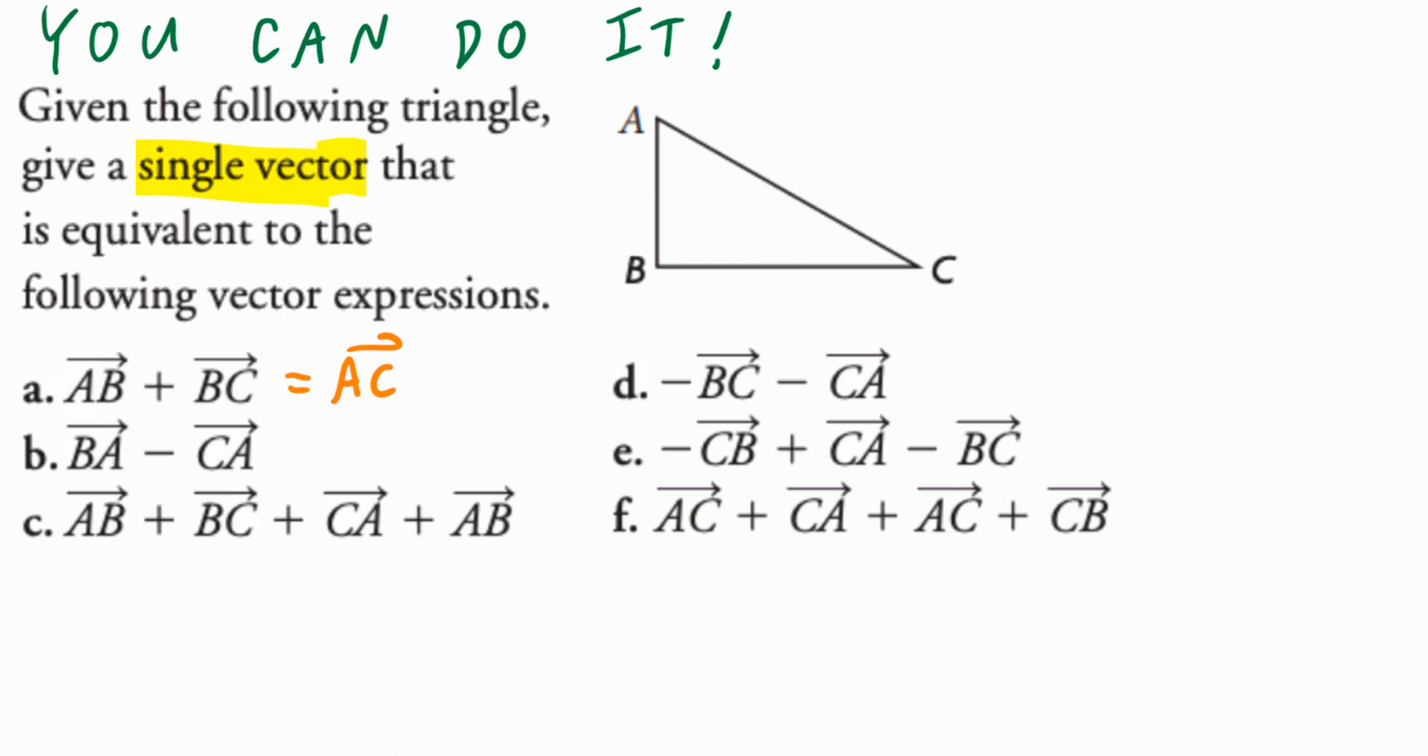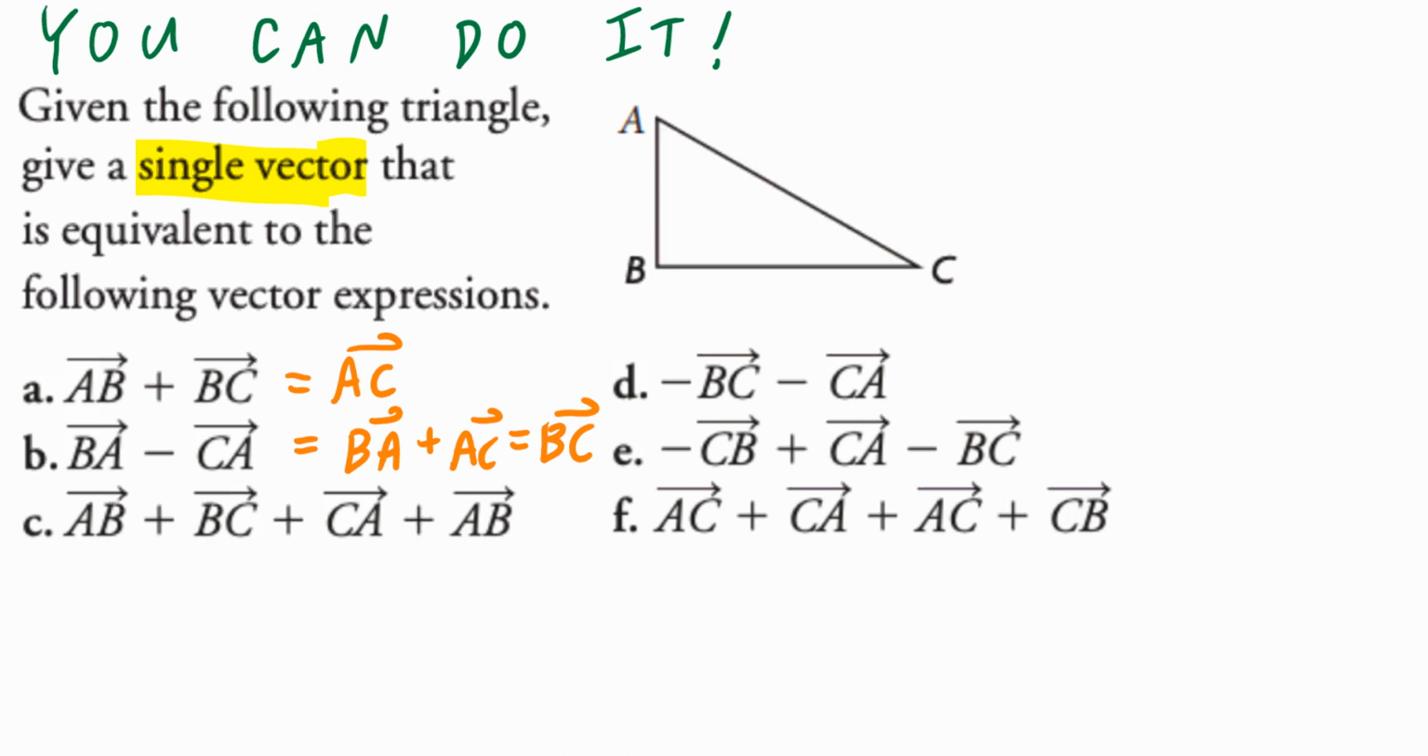Part B, if you think about vector BA minus vector CA, this equals vector BA plus vector AC, which equals vector BC. Again, if you want to confirm this graphically, vector BA looks like that. Vector negative CA, which is the same as vector AC, looks like that. And if you apply the triangle law, the final answer is going to be vector BC.